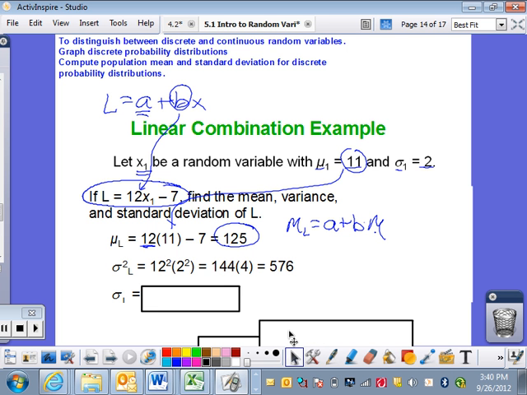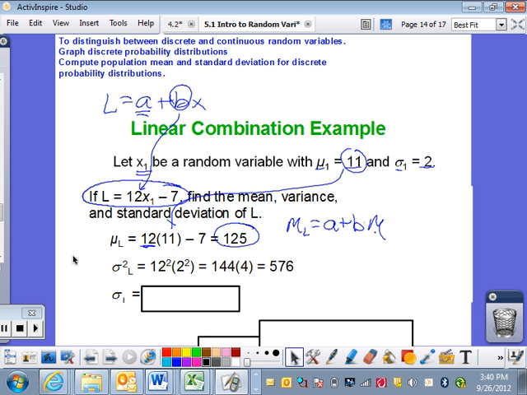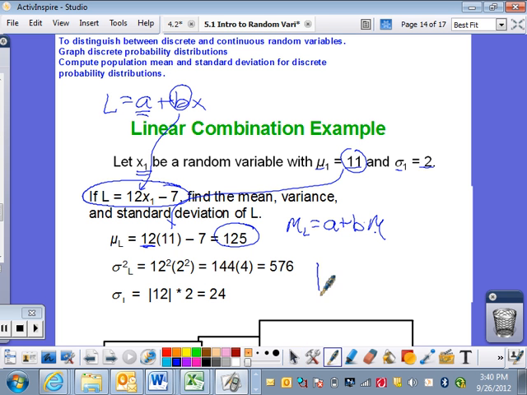Your sigma squared, now I don't have that on here, but it's on the previous page. All you do to find the variance essentially is take your 12 value, or your b squared, and you times it by 2 squared, which is your standard deviation squared, and you get 576. Then you could do one of two things. You could either take the square root to get 24 for the standard deviation like anything else, or use the formula that we had on the previous page, which was the absolute value of b times your standard deviation.